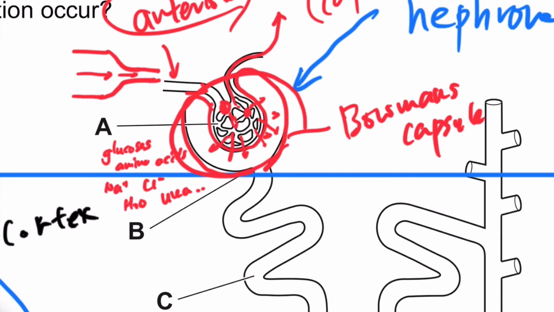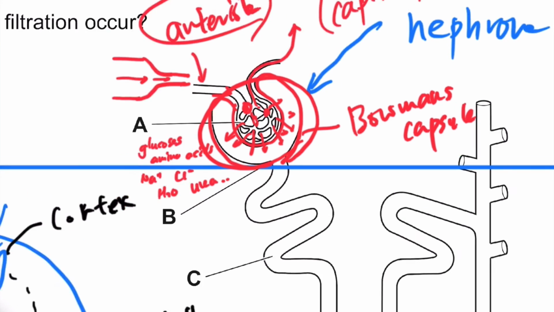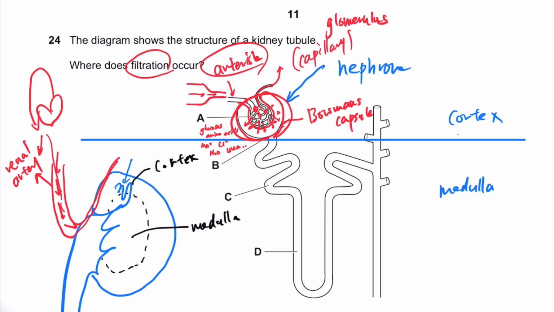So this is a site where the contents of the blood get filtered. So only small molecules are able to go inside the Bowman's capsule. So filtration occurs here. So the answer is A.